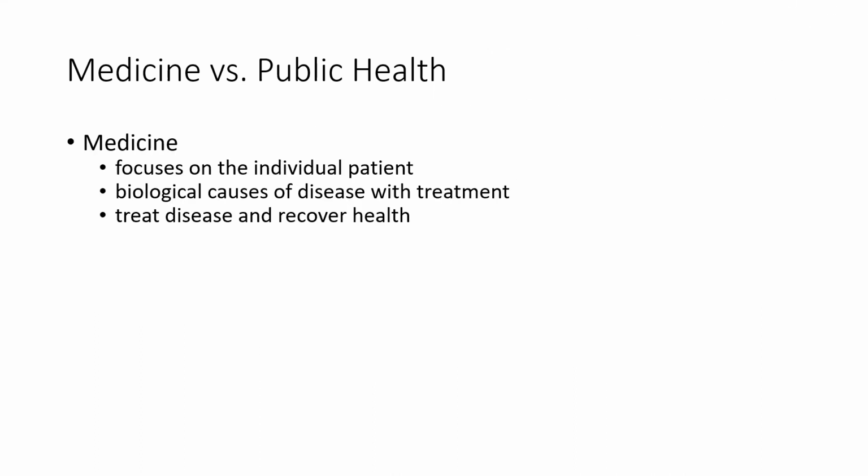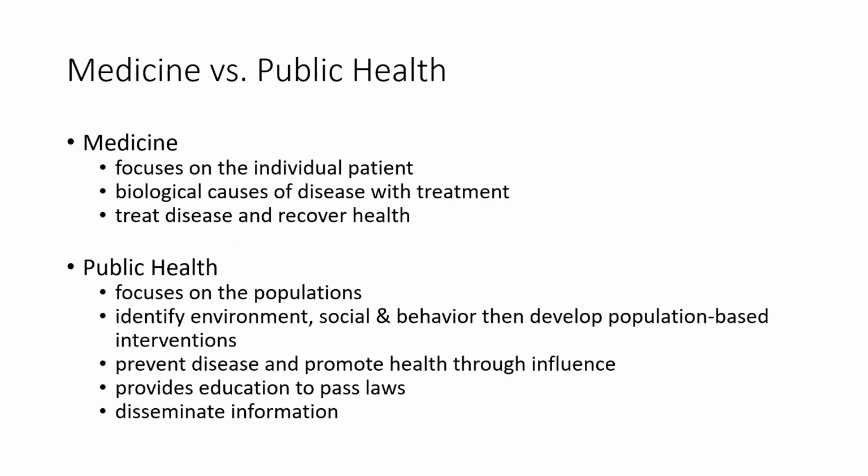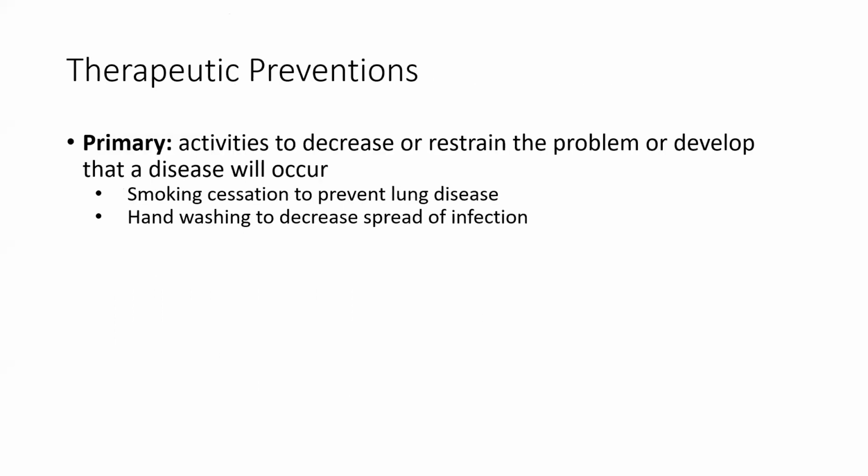So some other contrast, right? Medicine really focuses on the individual. It focuses on the biological cause of disease, and it looks to treat disease and recover health, whereas public health is focused on the population. So that's the key difference, right? Medicine, individual; public health, population. And public health is really focused on preventing disease and promoting health. So when we think about therapeutic preventions, preventive medicine is that interface between medicine and public health.